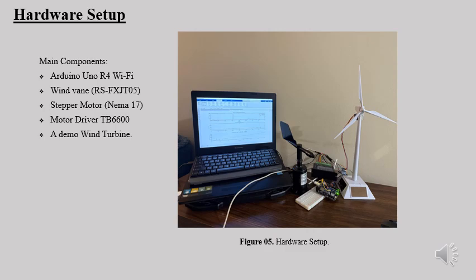All of these parts are connected to a small demo wind turbine, which allows testing of AI alignment, source switching, and AI prediction. This simple hardware setup acts like a smaller version of a turbine, helping confirm that the yaw control and AI prediction work correctly in real conditions.